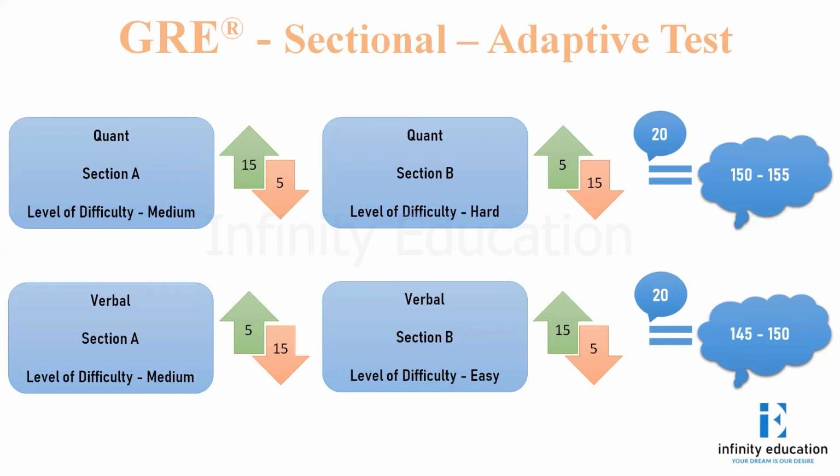So overall takeaway point number one: the first section becomes very, very important. Give your best shot. Try to get as many questions correct as possible so that eventually the next section is of a difficult level or a harder difficulty level. And we can actually expect a better score if we get more questions correct there.